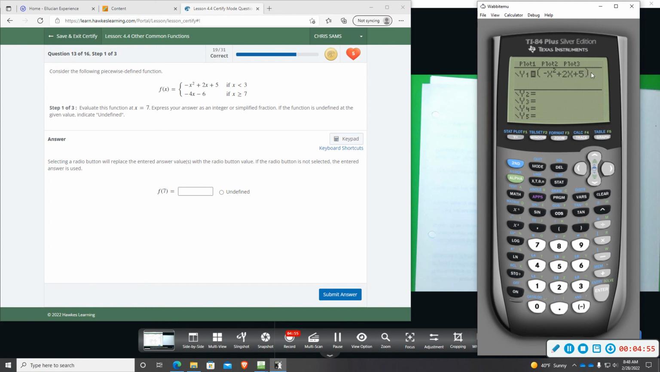The way you do the restriction is you do divided by, and then we're going to open parentheses and put x less than 3. So I'm going to do x, and then you have to go to math. Nope. We're actually going to go to angle. So do second and the apps button to get angle. No, hold on. Maybe it is math. Math.